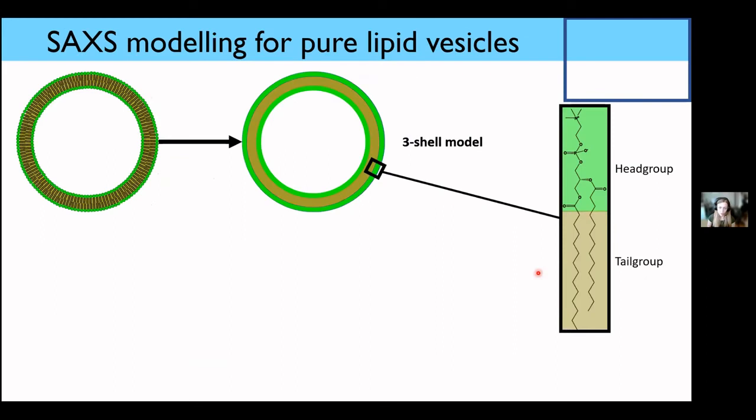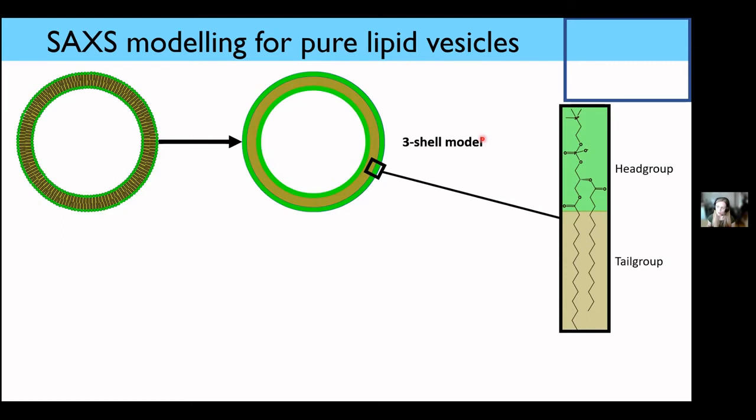So over to the modeling. In the case of the pure lipid vesicles, we have used the much used model for lipid vesicles, the 3-shell model, where we model the vesicle structure as one outer shell corresponding to the outer head groups, one middle shell which corresponds to the tail group region, and then an inner shell, which corresponds to the inner head group region.